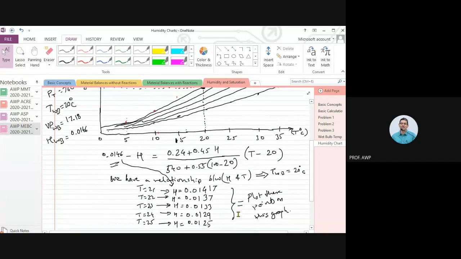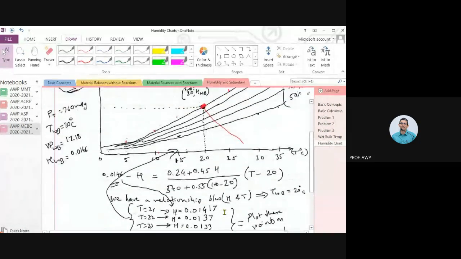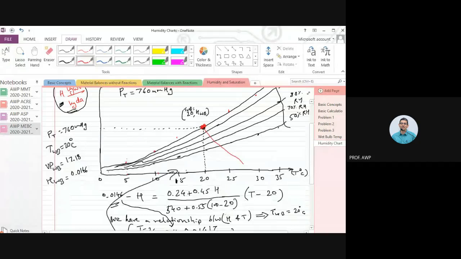Now, if I plot these points on this graph, how will they look like? They will look something like this. They will start with this point, they will start here, and that straight line will look something like this. So all this red line corresponds to a wet bulb temperature of 20 degrees centigrade.